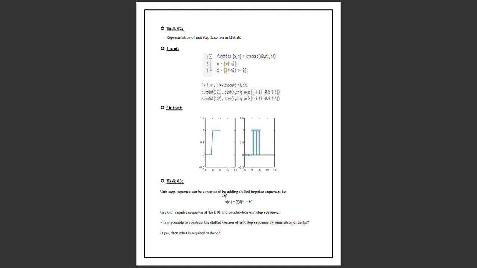Now moving forward towards task 3. Task 3: a unit step sequence can be constructed by adding shifted impulse sequences. Use the unit impulse sequence of task 1 and construct the unit step sequence. Is it possible to construct the shifted version of the unit step sequence by summation of deltas? If yes, then what is required to do so? Secondly, use the commands pause, hold on and hold off.